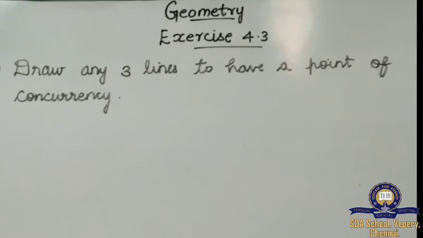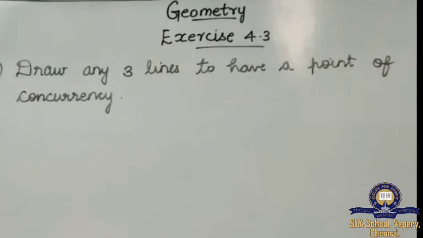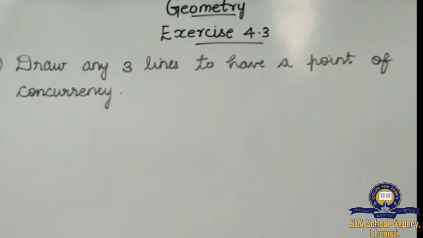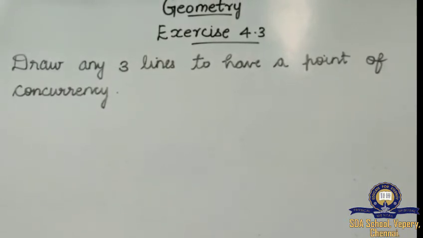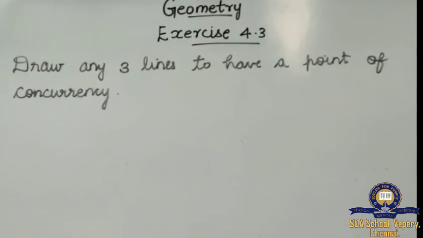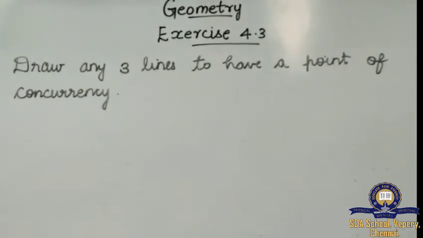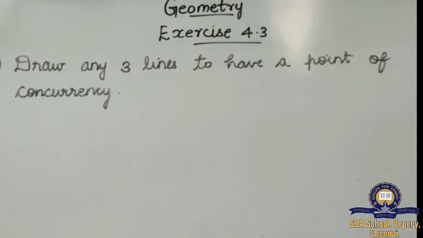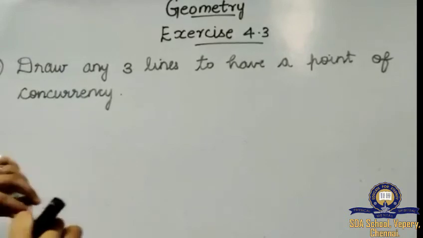Now let's move on to the fourth sum, okay? Draw any 3 lines to have a point of concurrency, okay? What are concurrent lines? When many lines intersect at a single point, we call the point a point of concurrency and the lines are called concurrent lines, okay? So what are concurrent lines? When many lines intersect at a single point, such lines are called concurrent lines and the point of intersection is called the point of concurrency. Okay, so now you are supposed to draw any 3 lines.